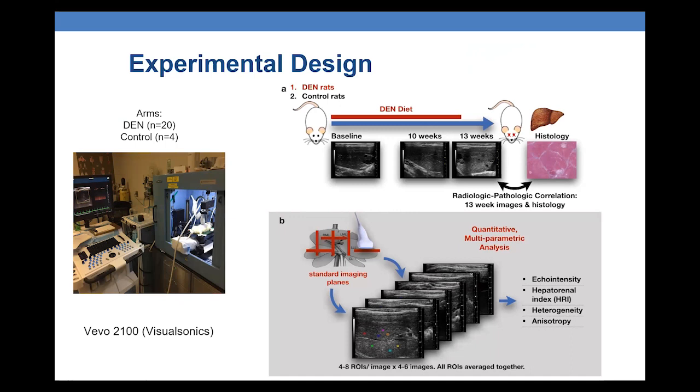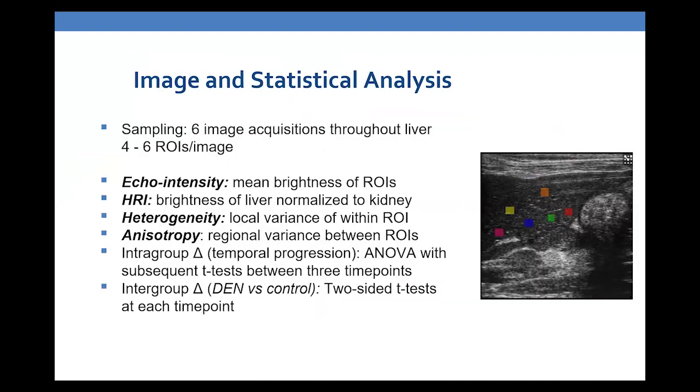So the DEN was given orally with the diet for these rats for 12 weeks, and the rats were followed for 13 weeks. During these 13 weeks, the rats were imaged at 3 different time points: baseline, 10 weeks, and 13 weeks. After which, we sacrificed the animal for histology validation. At each imaging session, at each time point, 6 images were acquired, including different parts from the liver for quantitative analysis. 4 to 6 ROIs per image were placed on each image.